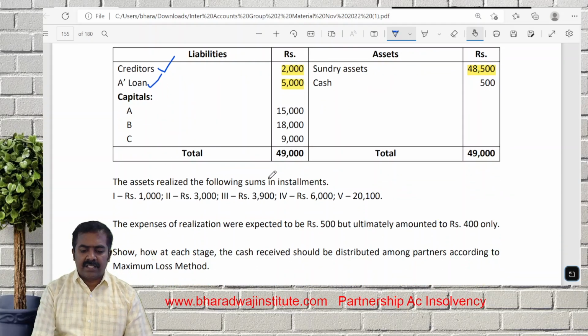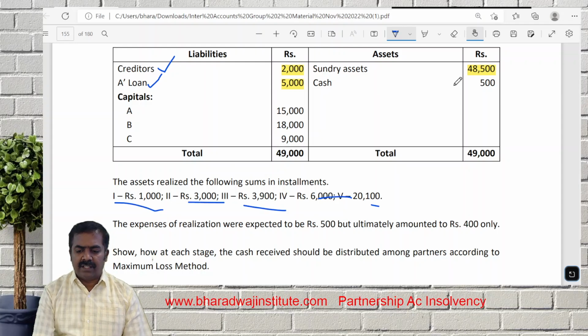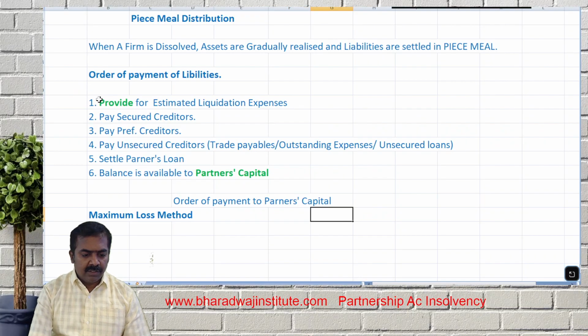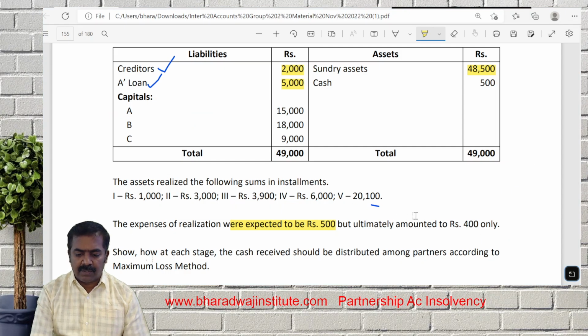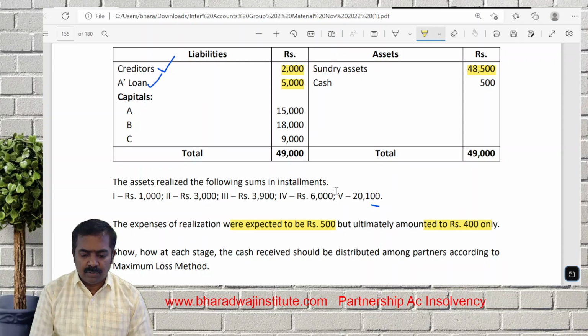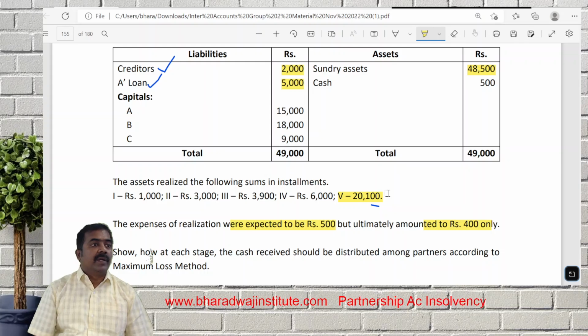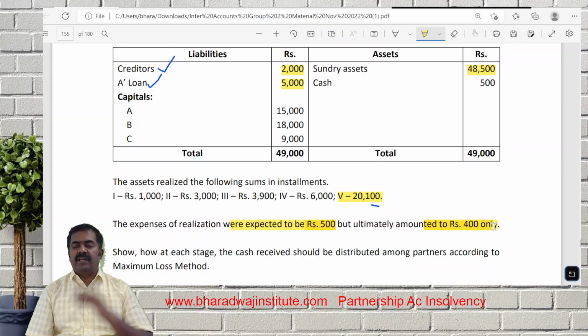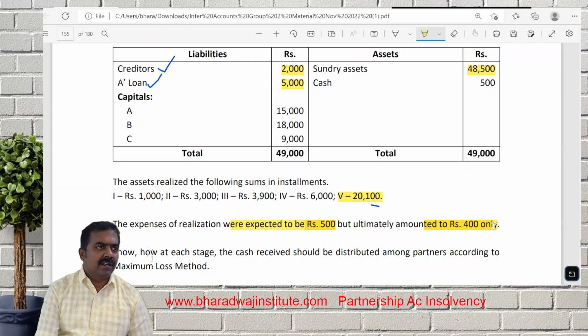We will see. Assets are realized as follows: first month, second month, third month, fourth month, fifth month, like that. Assets are gradually realized. Next, realization expenses expected 500. What do you mean by expected 500? Estimation. That is, you have to provide 500. But when will you come to know the actual expenses? In the last. Look at the fourth realization: 20,100. We would have provided 500, but actual expenses are only 400. Now the 400 we will adjust in the last realization.